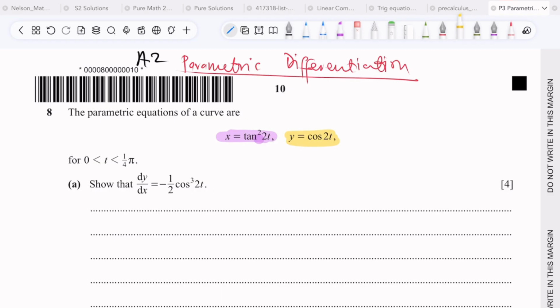So what parametric differentiation does is to create a connection between x and y. Even though they are not directly related, we can try and find a connection. If x changes, how much would y change? And that is what we call dy/dx, okay?